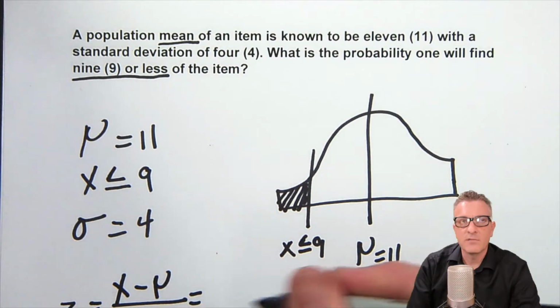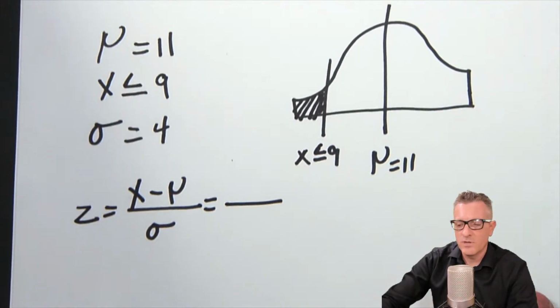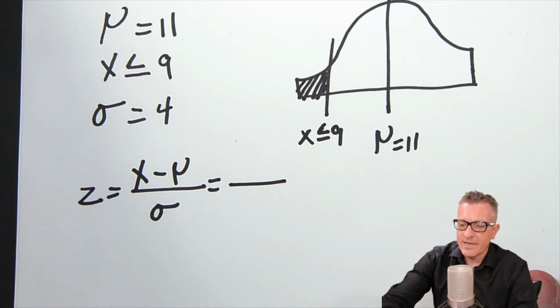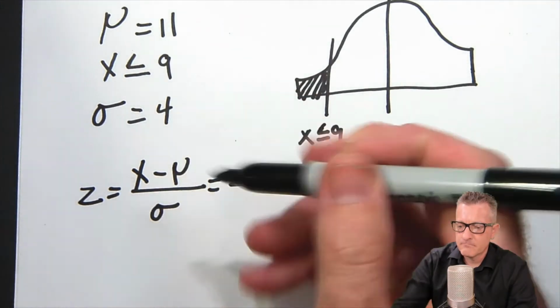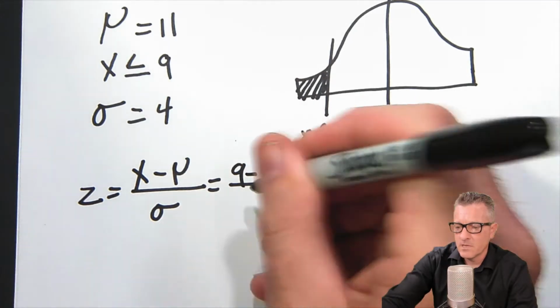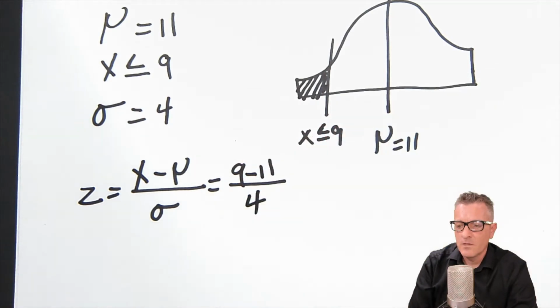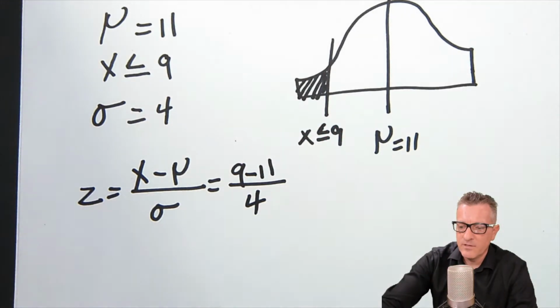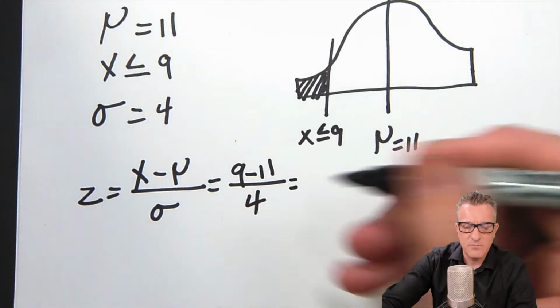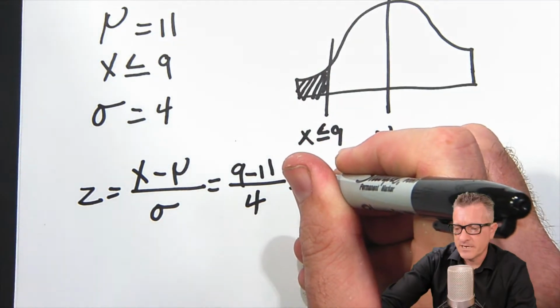So I'm going to plug in my figures. I'm going to zoom in just a little bit. Our x value is 9, our mu is 11, and our standard deviation is 4. And when we do the math, we end up with 0.5, but it's actually negative.